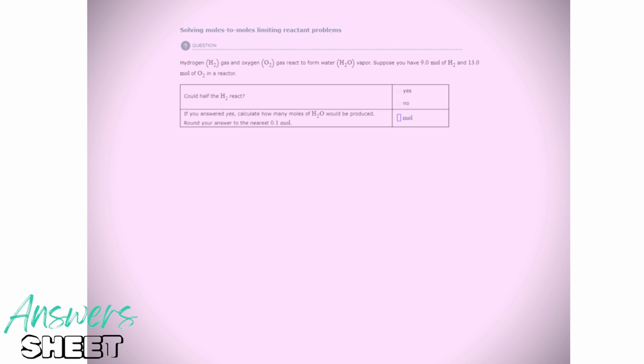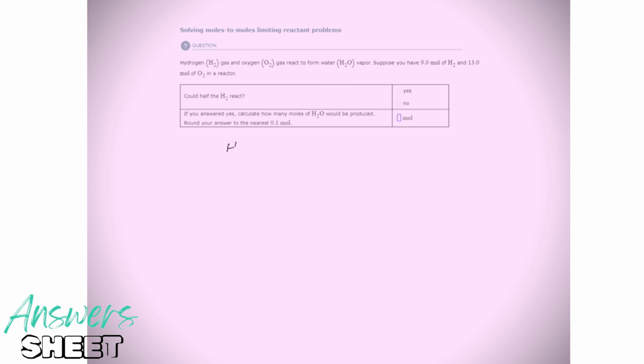All right, so this is our first example from the solving moles to moles limiting reactant problems. So this is stoichiometry taking into account limiting reactant. So we have this reaction, hydrogen gas. So we're going to build our chemical equation and balance it. That's our first step for stoichiometry.